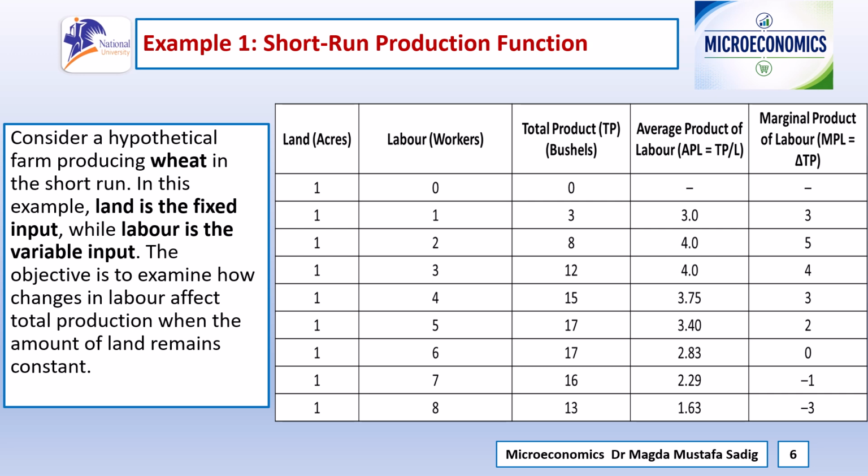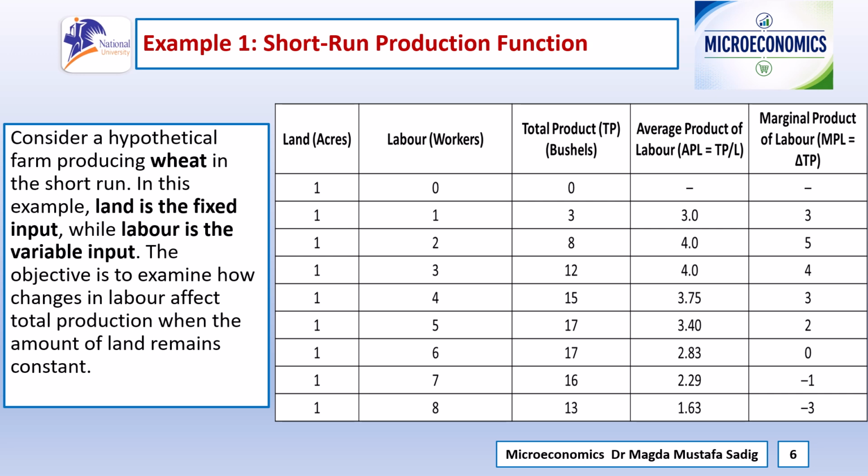From 3 to 4, for example, the amount added to total product is 3. So you will go to the last column and you will find it is 3. Then from 4 to 5, the total product increases by 2 units, and then it is not increasing anymore. So the increase is 0. Then it starts to decline.